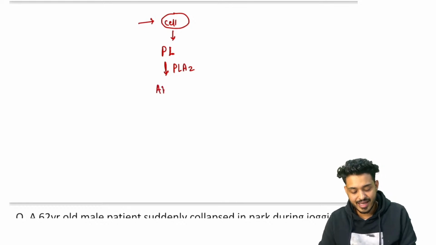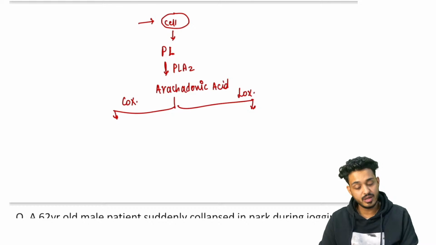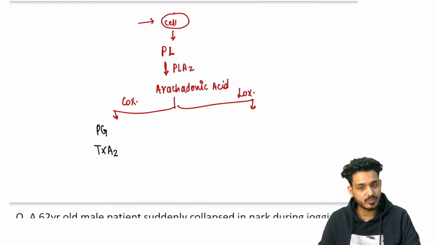It is going to make arachidonic acid. And now this arachidonic acid is going to be acted upon by two things. One is your cyclooxygenase, another one is your lipoxygenase, right? Whenever this cyclooxygenase works, it is going to release what? Prostaglandins and thromboxane A2.